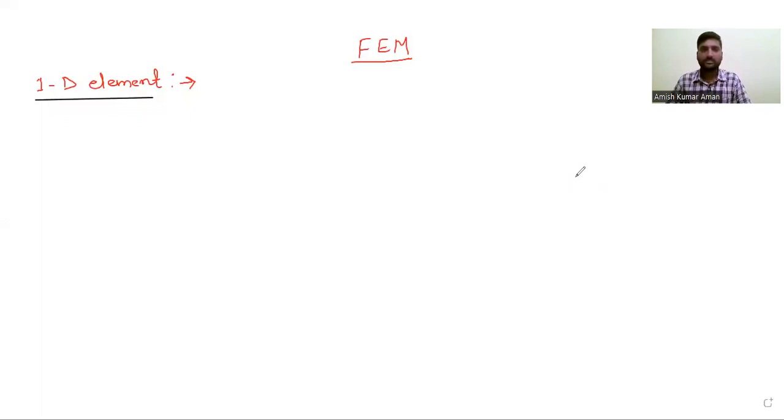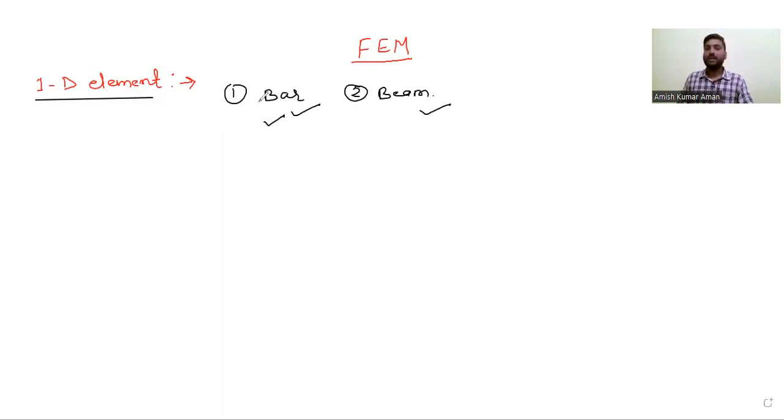So today in this lecture we are going to discuss one-dimensional elements, right? Coming to one-dimensional elements, we have to study two different types. First, we will study the bar element, and the second is the beam element. So first we will start with the bar element, and then we will go to beam elements, right?